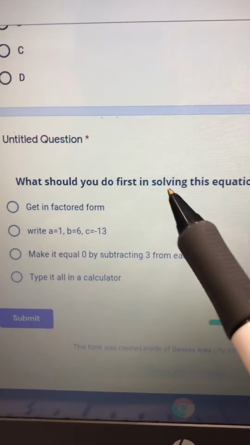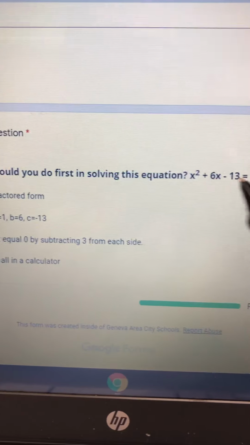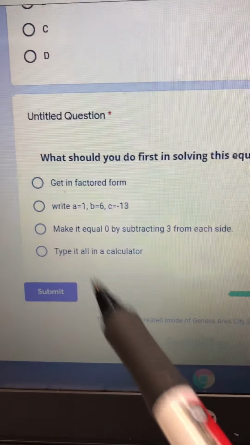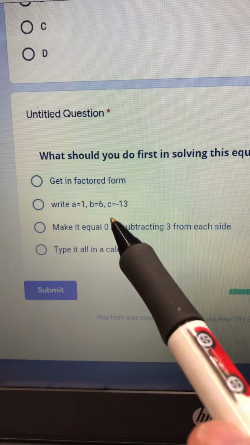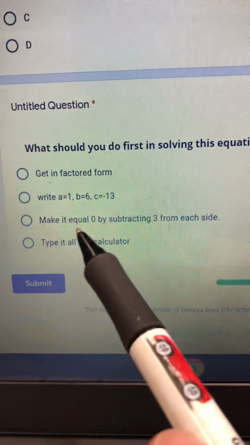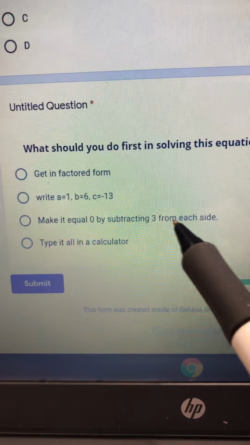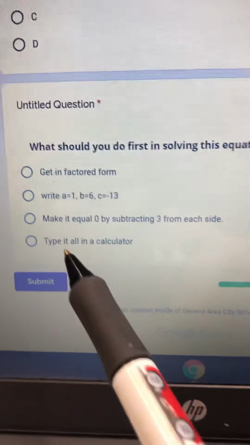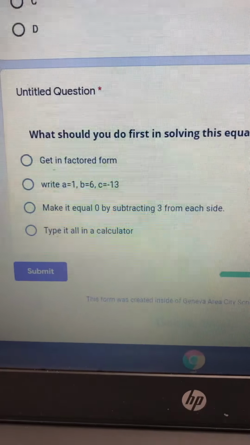And what should you do first involving this equation? Taking a look at this equation, what would be the first thing? Would it be get in factored form? Write a = 1, b = 6, c = negative 13. Make it equal to 0 by subtracting 3 from each side. And type it all in a calculator.